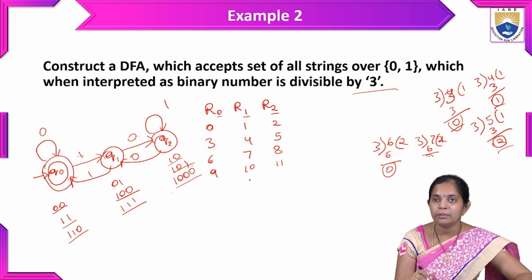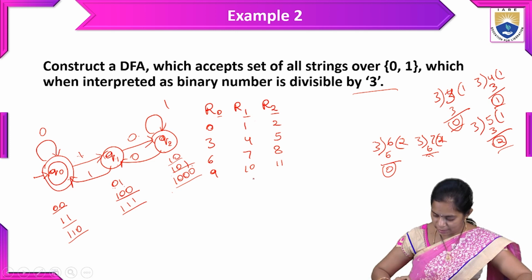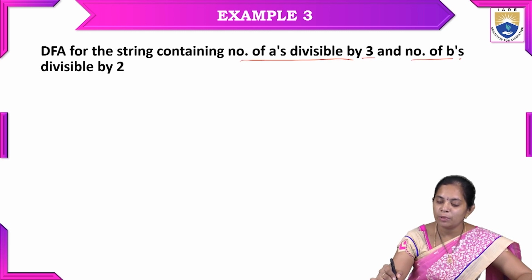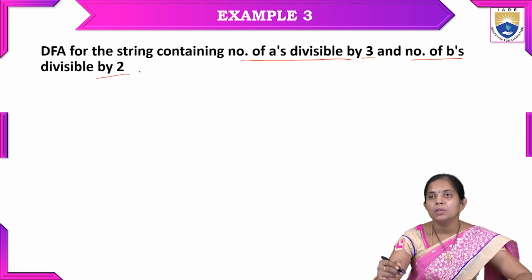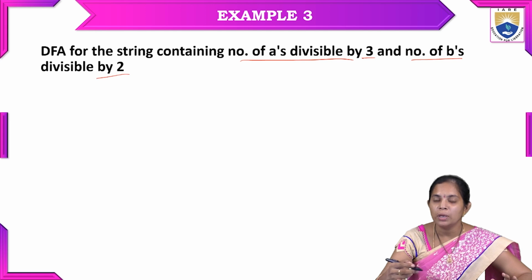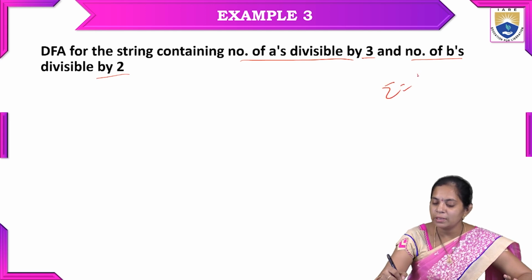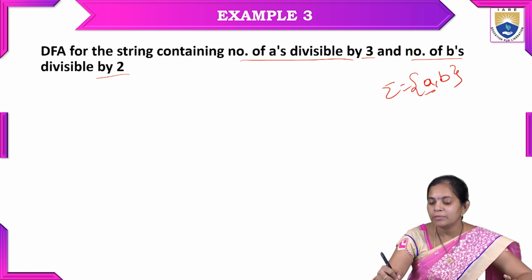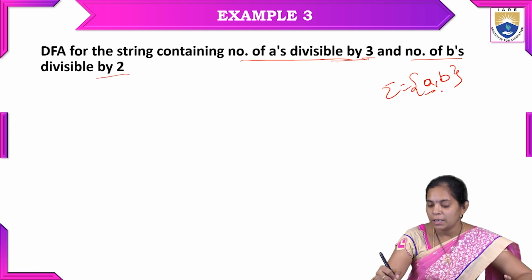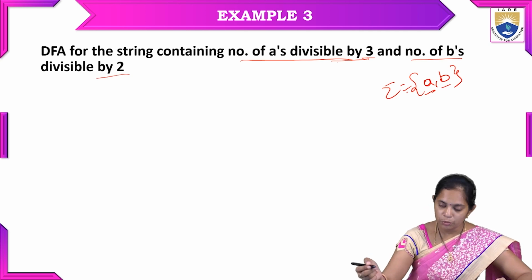So like that, here we constructed divisible by 2 and divisible by 3. And in the next example, the number of A's divisible by 3 and the number of B's divisible by 2. So here we just now individually discussed divisibility by some numbers. If the string has A, B as input symbols, for A the condition is that the number is divisible by 3, and for B the number is divisible by 2.